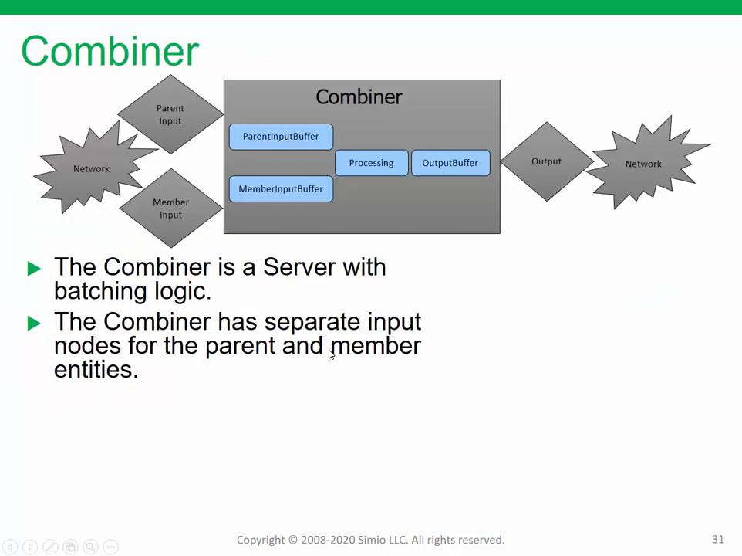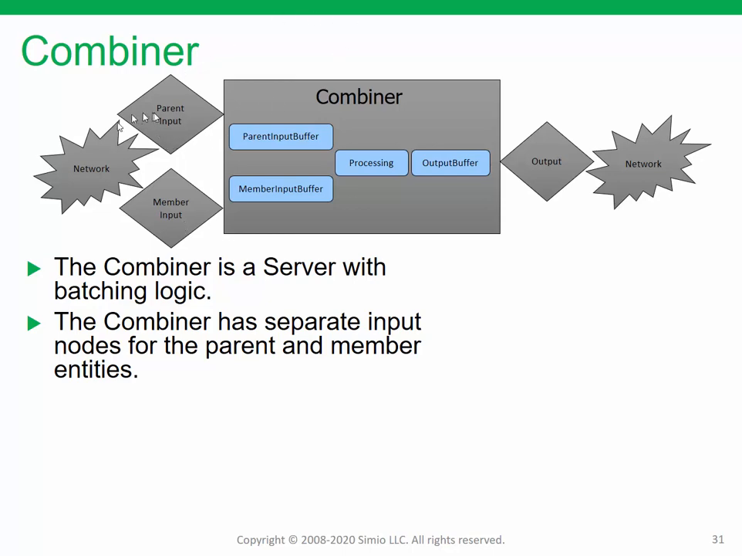So this is the view of the combiner object. You can see that we have a parent input buffer, a member input buffer, a processing station, and an output buffer. We have a parent input node, member input nodes, and an output node, and this is how entities are transferred in and out of the object. If you cover up the member input components here, this looks a lot like a server. In fact, except for the batching logic, the object behaves almost exactly like a server.